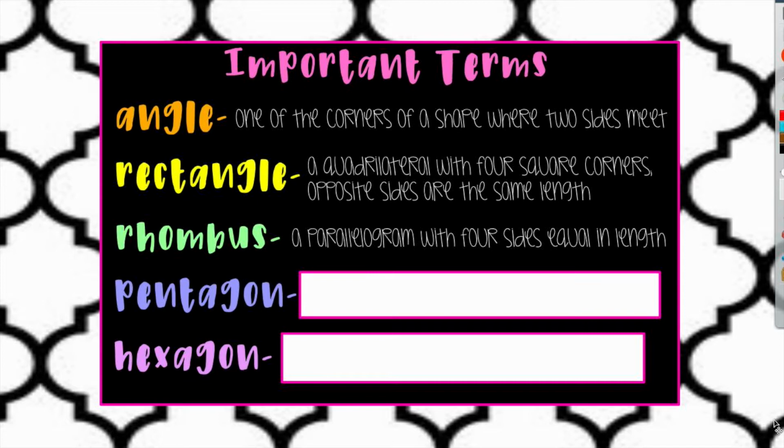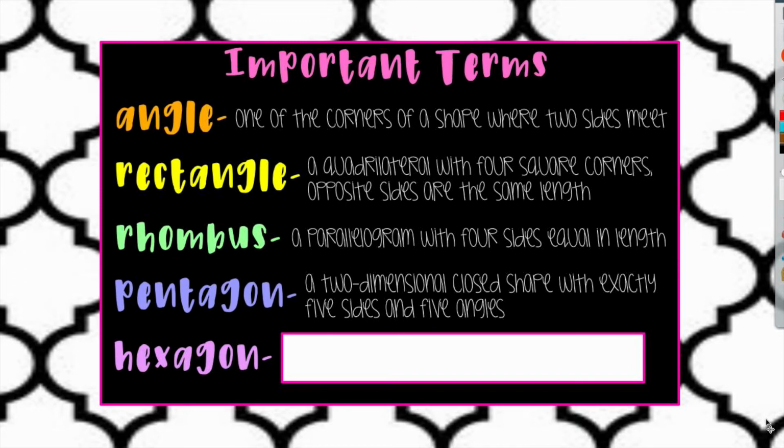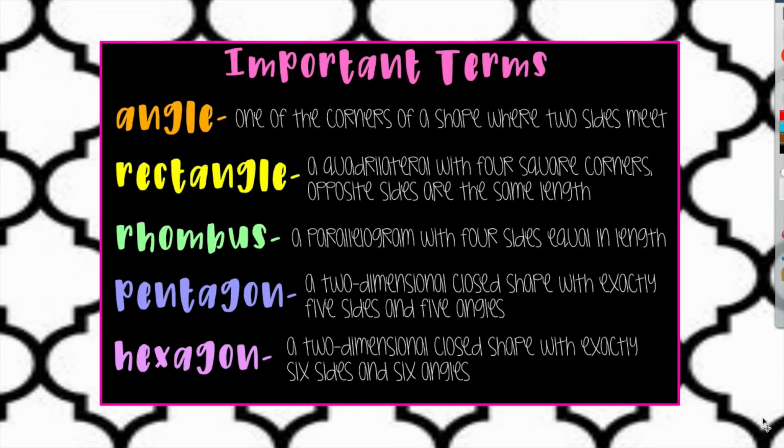The next term that we need to understand is a pentagon. A pentagon is a two-dimensional closed shape with exactly 5 sides and 5 angles. So anytime you see a shape that has 5 sides and 5 angles, you can call that shape a pentagon. Our last term is a hexagon. A hexagon is a two-dimensional closed shape with exactly 6 sides and 6 angles. So whenever you see any shape with 6 sides and 6 angles, you can call that shape a hexagon.